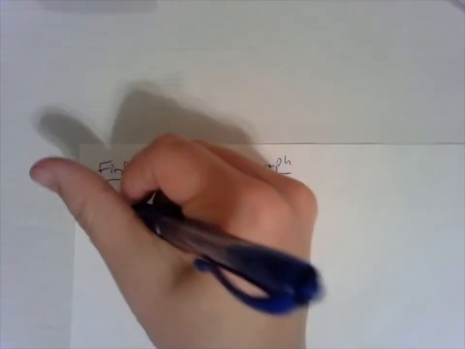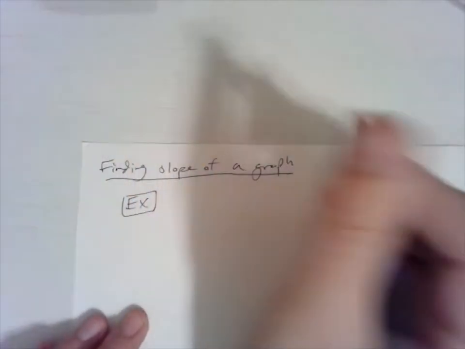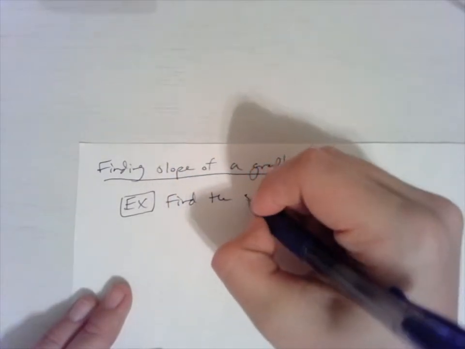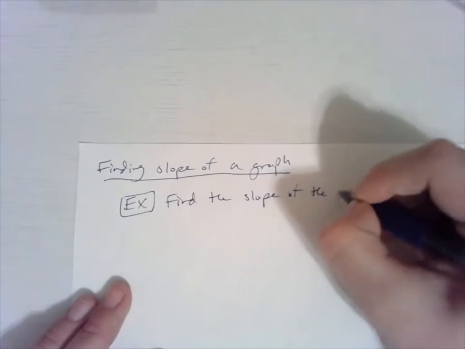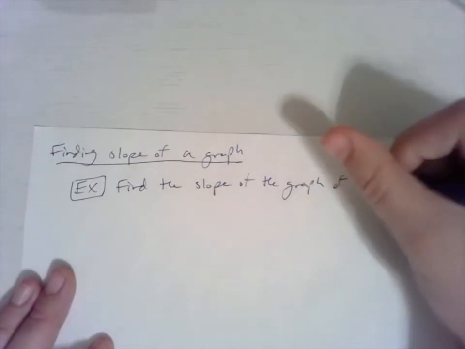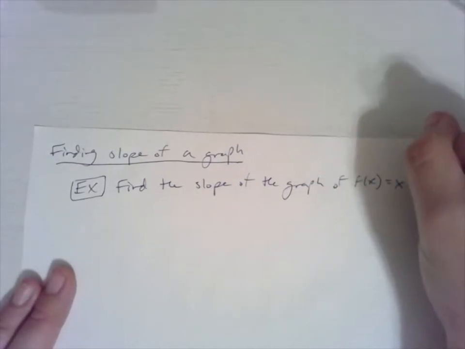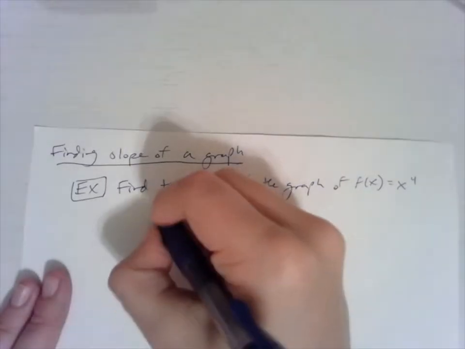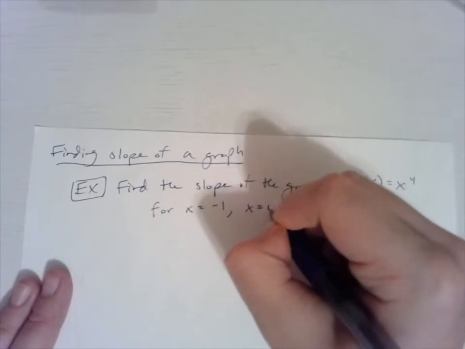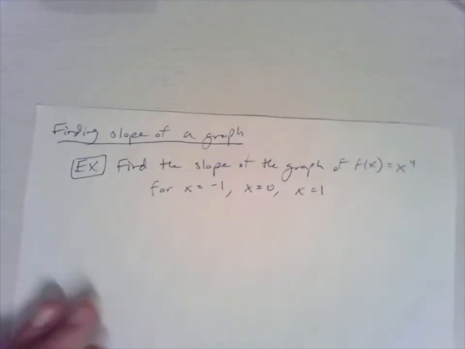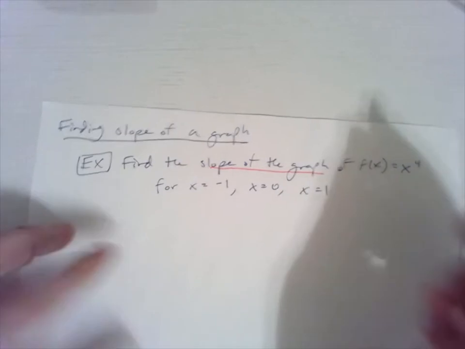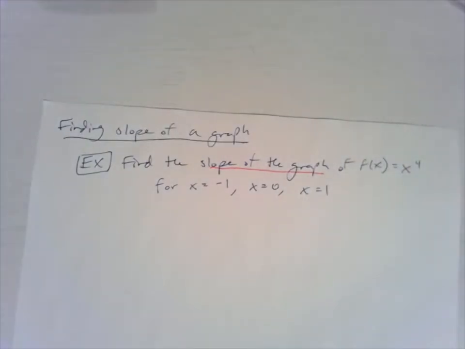So, if we were given the example, we were asked to find the slope of the graph, and it tells us the graph is f of x equals x to the 4th, and we were asked to find this for x equals negative 1, for x equals 0, and for x equals 1. Well, the first thing we have to find, remember, we want to find the slope of the graph. We know we have to find the derivative in order to do that.